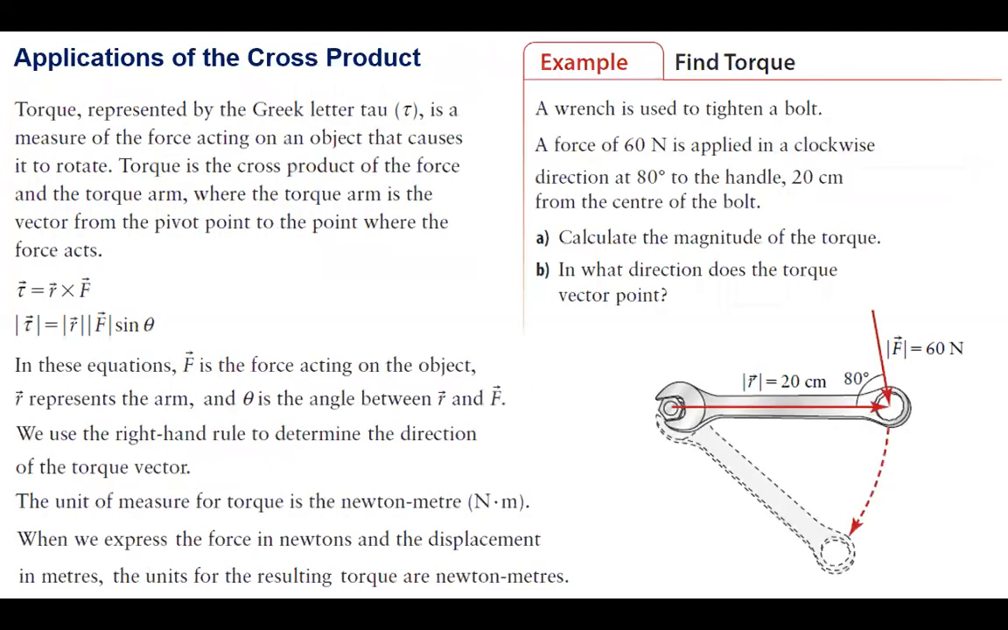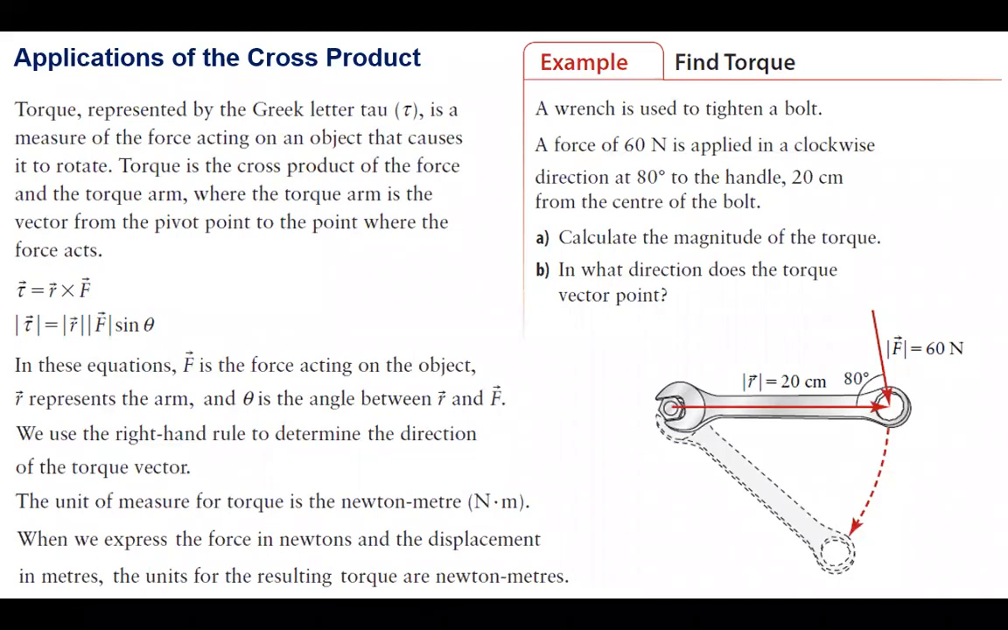Let's have a look at the applications of the cross product now. Okay, first of all, a little background. The torque, represented by the Greek letter tau, is a measure of the force acting on an object that causes it to rotate. Torque is the cross product of the force and the torque arm, where the torque arm is a vector from the pivot point to the point where the force acts. In this way, the torque tau is defined as R cross F. R is a vector from the pivot point to the point where the force acts. F is the force acting on the object, right?